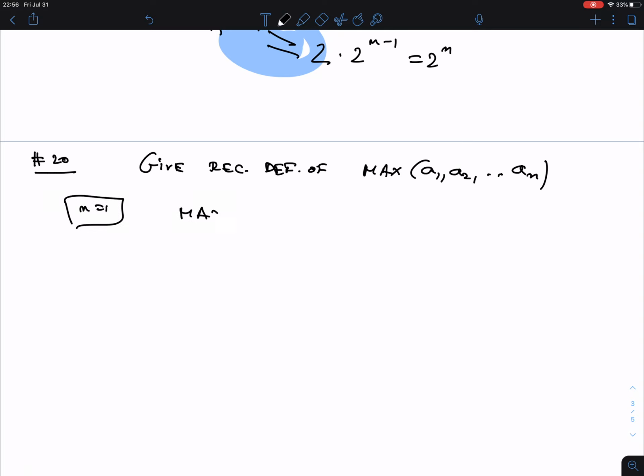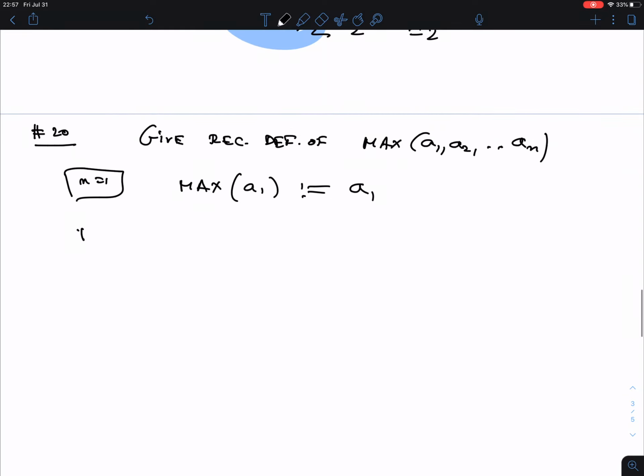I have to find the maximum of the number A1. Now, what's the maximum? If you have only one number, that's the maximum. So if n is 1, it's very easy to do. So what is the recursive step now? So this was the basic step, right? Recursive step.